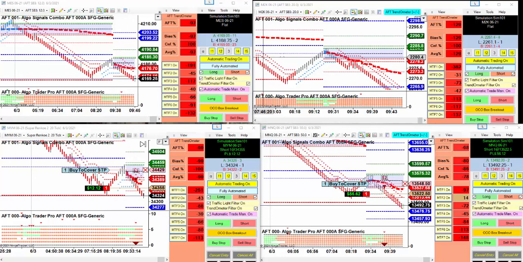The ES and the M2K, those trades got filtered out, even though they look like they would pay off to the short side. So again, anytime you add filters, you're going to filter out some bad stuff, but sometimes you're going to filter out good stuff as well. Right, but hope that's helpful.